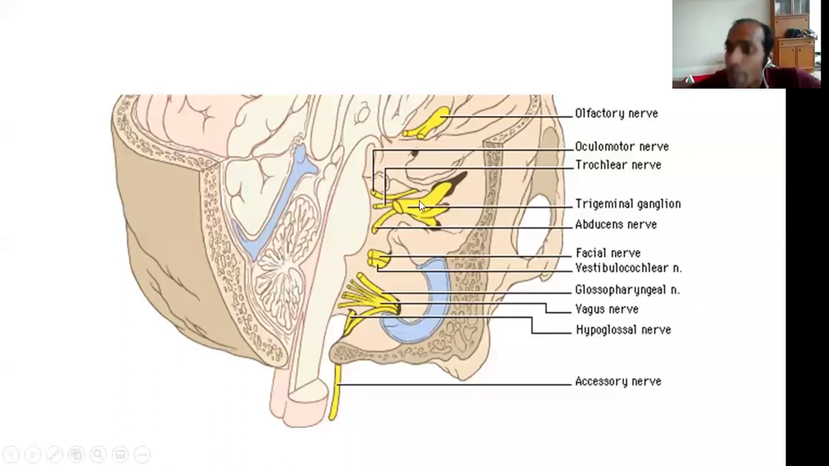The skull base and meninges, it goes out of the skull base into various foramina. You can see these various foramina.